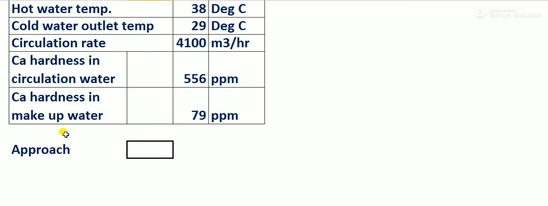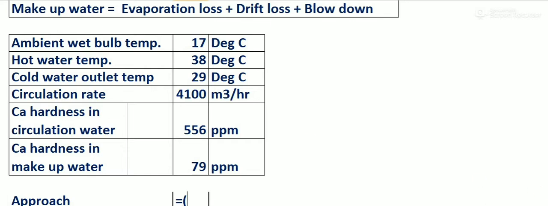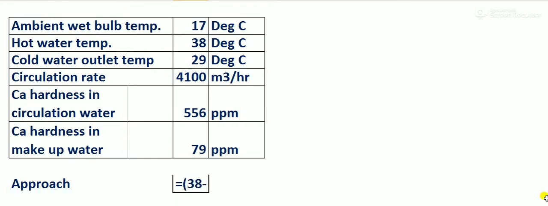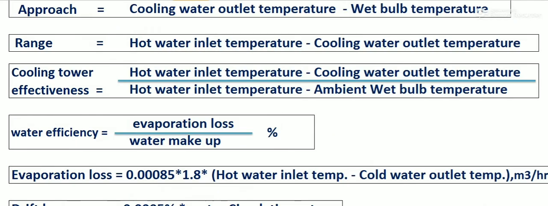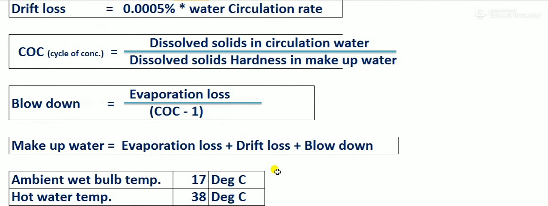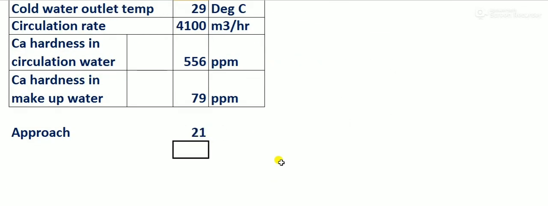So what is our approach? Approach in a cooling tower is equal to hot water inlet temperature is 38 degrees centigrade minus cold water outlet is 29 divided by... Sorry, that is a range, right? Approach is nothing but cold water outlet minus wet bulb temperature. Wet bulb temperature is 17 degrees centigrade. This is our approach, how much we are going to approach. Ideal condition, how much we can achieve.